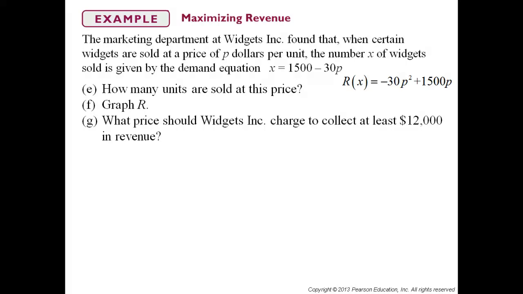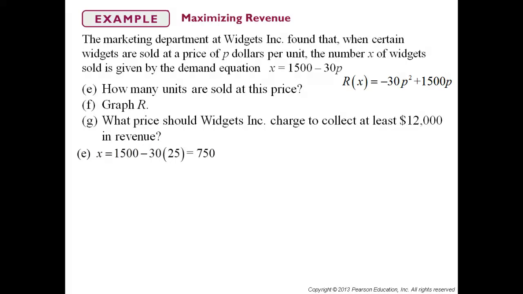Because it tells us in the problem the number X of widgets sold is given by this demand equation. This equation tells you how many are sold at a certain price. That's just through market research; you know that's happening, it's trending toward this. So we plug in 25 for P. 750 widgets are being sold at that maximized price. To maximize revenue, we're selling 750.